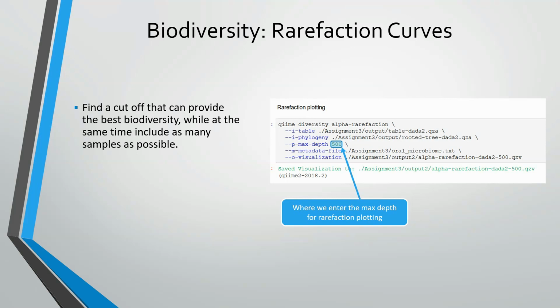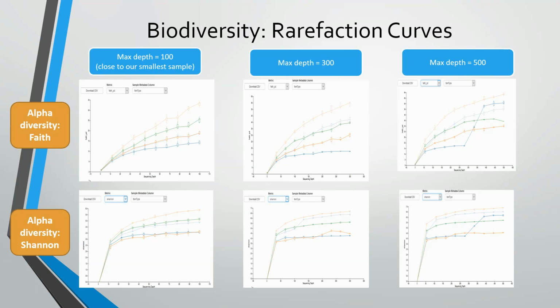Okay, so these are the codes we use to run the rarefaction curves. What this does is calculate the alpha diversity for Faith, and then you can also choose that for Shannon. So you just choose it from this drop box here, and you can see the curves.